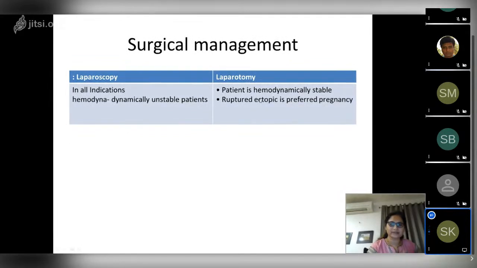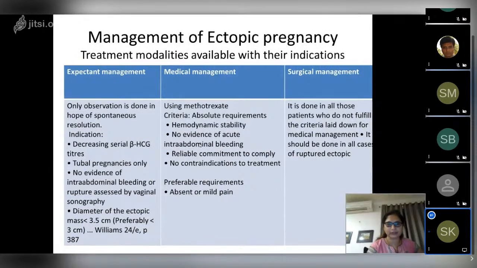Laparotomy, of course, where the facilities for laparoscopy are not available nowadays, only then the patient will be undertaken for laparotomy. Again, the patient should be hemodynamically stable. Of course, this is not a criteria where even hemodynamically unstable patients we have to go for laparotomy, and ruptured ectopic is the preferred pregnancy. So I think there is some miscommunication here. These points are not proper. So in ruptured ectopic, or even if the patient is hemodynamically unstable, we go ahead with a laparotomy, not otherwise. So hope it is clear to all of you students, different aspects of management of ectopic pregnancy.